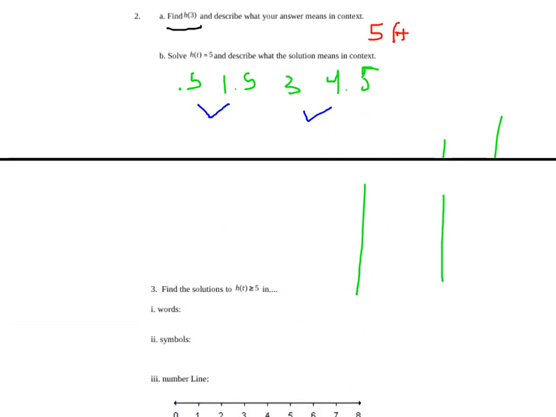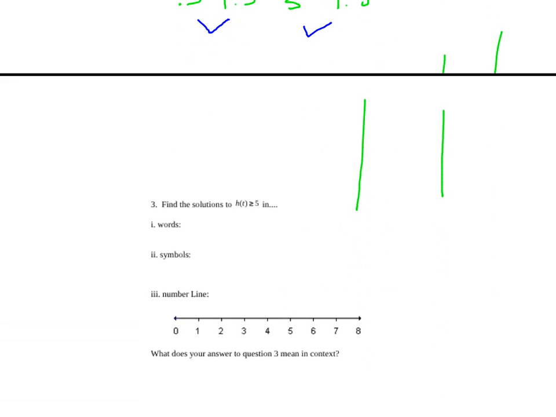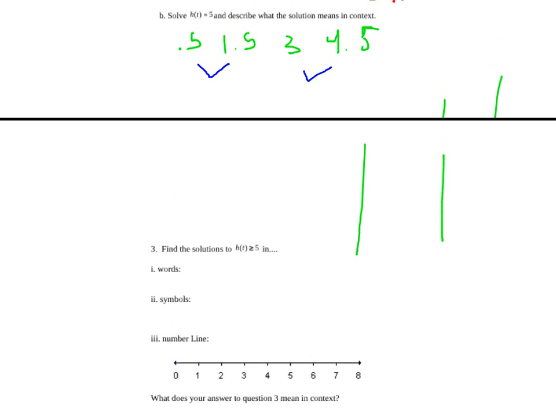So to write out our solution, we'll include this in our words, and if you listen to my words a little closely here, we mentioned that the times between 0.5 seconds and 1.5 seconds, the squirrel is above, height above 5 feet, and also between 3 seconds and 4.5 seconds.